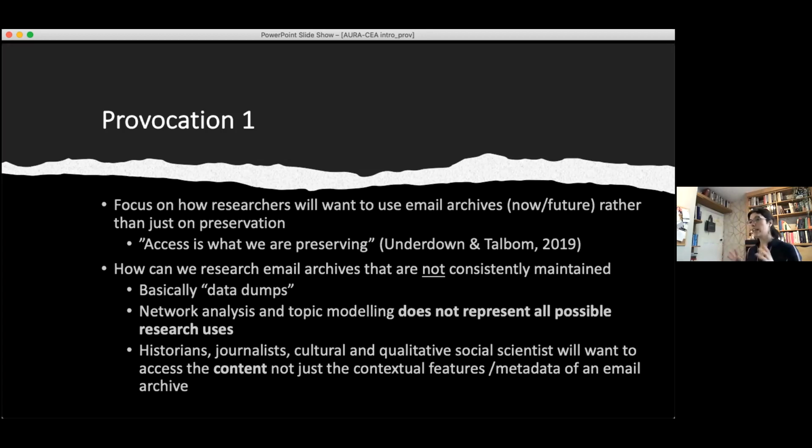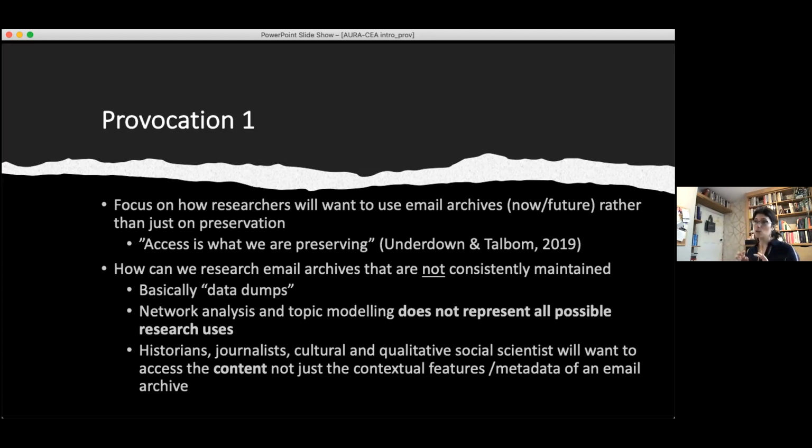So for us, really, we're looking at these as network analysis and topic modeling, while they're very interesting, do not represent all the possible research uses that people will want to make of email archives right now or in the future. They are, however, also very valuable in understanding the context.